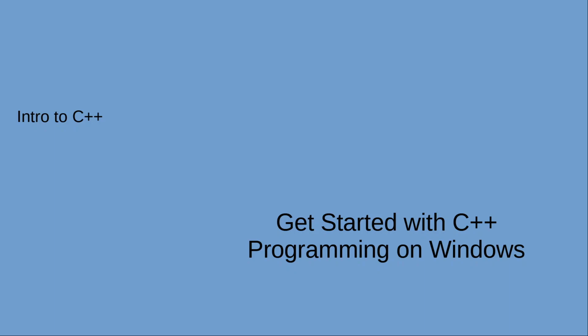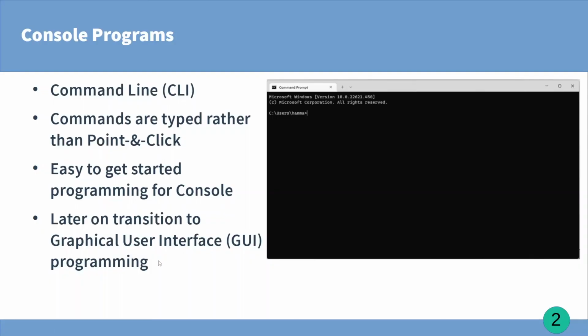Today we'll see how to get started by writing a simple program in C++ on Windows. Basically, we will be creating a console application. So let's see what a console application is first.